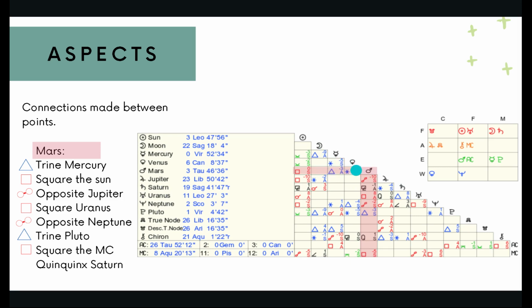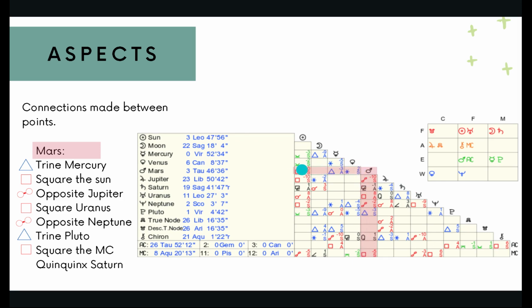I can say that Mars is square the sun, that's a little square, it's 90 degrees. We can say that Mars is opposite Jupiter. I can say that Mars is opposite Neptune. I can say that Mars is square, this little square, Uranus. And I can just keep going down and finding all the information about this planet.